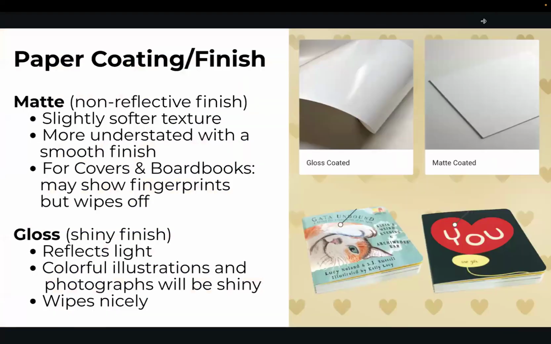Paper coating is also required when you're completing most print request forms. You have two choices. You can go with a matte coating or a gloss coating. Both are great, and it doesn't really affect the price much. It's just more of the look and finish of your book. So a matte finish is a slightly softer texture. It has more of a smooth finish. For book covers and board books, a matte finish might show fingerprints a little bit more, but it wipes off fine. Gloss is just that. It's a shiny finish. It reflects the light, and your colorful illustrations will be shiny, and it wipes very nicely on a board.